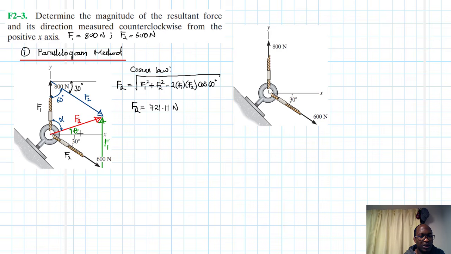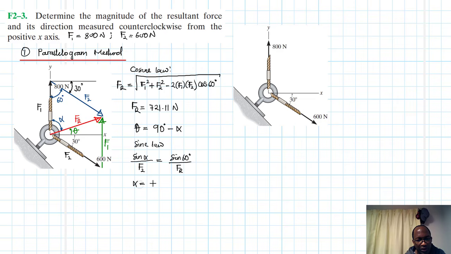So once we have that, then we need to find alpha. Once we found alpha, then we find theta, because we know that our theta measured counterclockwise from the positive x-axis is equal to 90 degrees minus alpha. We agree? Great. Therefore, using the sine law, we'll say sine alpha divided by F2 is going to be equal to sine 60 degrees divided by FR.